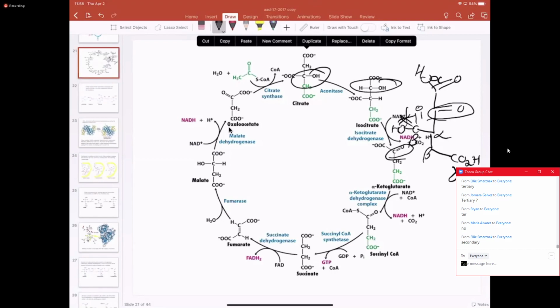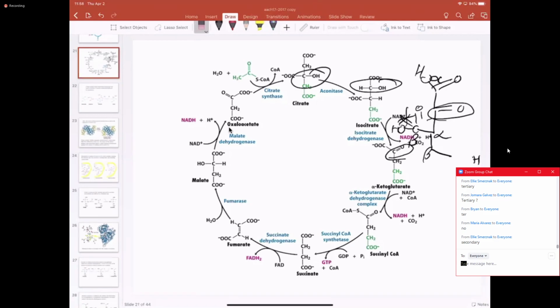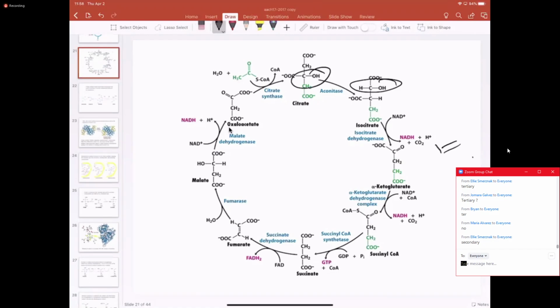And you end up here with alpha ketoglutarate. And the thing about alpha ketoglutarate is that it looks a lot like something else we've seen before. Let me just erase all of this now. This alpha ketoglutarate looks a lot like pyruvate. The only difference is in alpha ketoglutarate, you have this group here. In pyruvate, if I'm going to make them parallel, you have this here. And so that's the only difference.